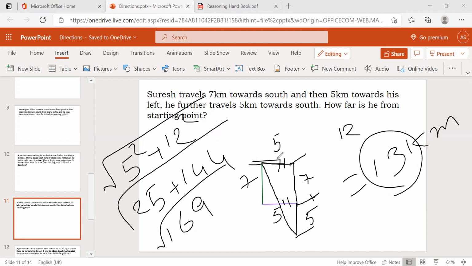This is the origin point. Think this is the origin point. This is the south. And now he is here. So this is east. This is nothing but southeast. Okay. Is it clear? Once again. Okay, just wait.